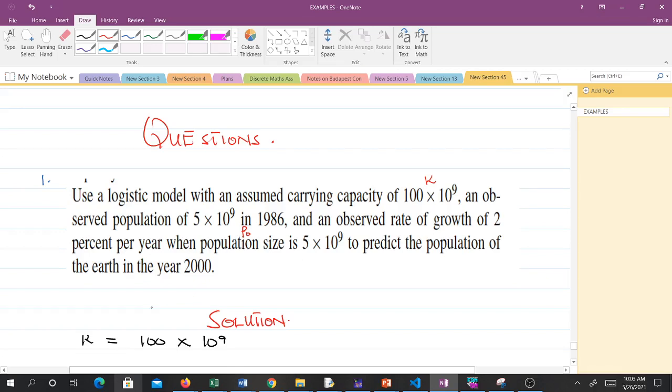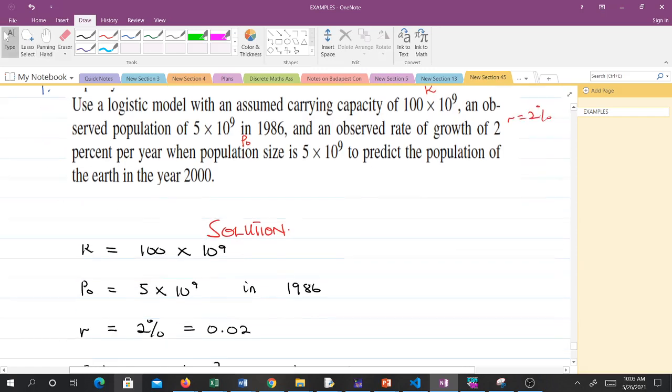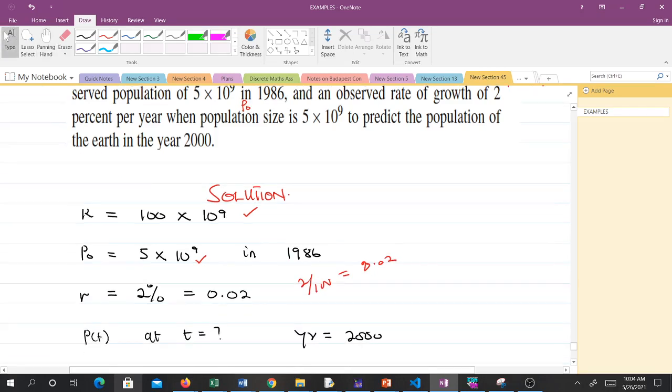All right, that's great. So that means that the intrinsic growth rate here is 2%, right? So this is the data we can get from the question. Our carrying capacity K is 100 times 10 power 9. Our initial population P naught is 5 times 10 power 9. And the intrinsic growth rate is 2%, which is 0.02, because 2% is 2 over 100, which is 0.02. And then it says we should use this information to predict the population of the Earth in the year 2000.